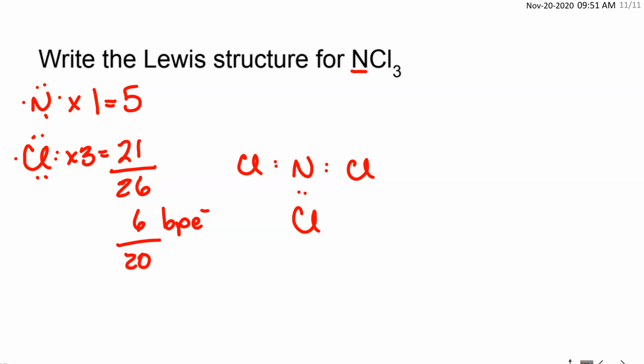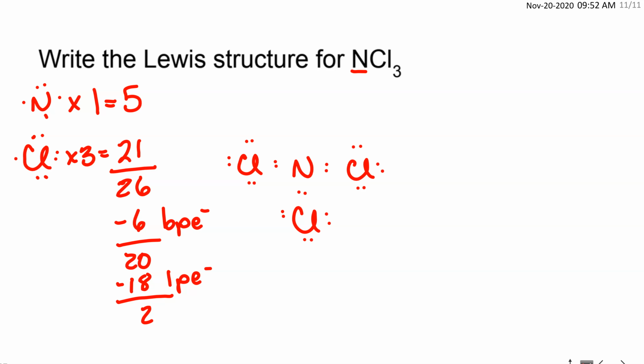Now I complete the octet on the outer atoms, which in this case comes out to be, each chlorine already has 2 from the bonding pair. So now I just have to add the other 6. Okay, so 2, 4, 6, 8. And each chlorine looks the same. Okay, now that total took up 18 valence electrons. So minus 18 lone pair electrons, which leaves me 2 left over.